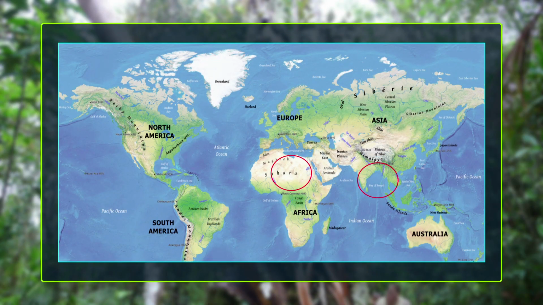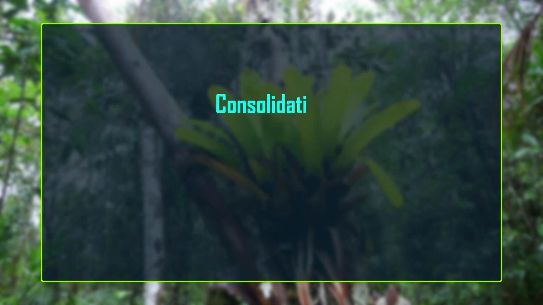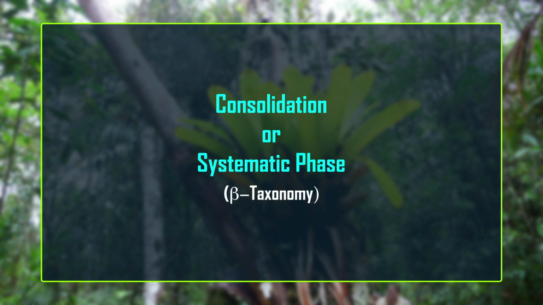Taxonomic experience and judgment are particularly important in this pioneer phase. Most areas of tropical Africa and tropical Asia are passing through this phase. The second phase is referred to as the consolidation or systematic phase.